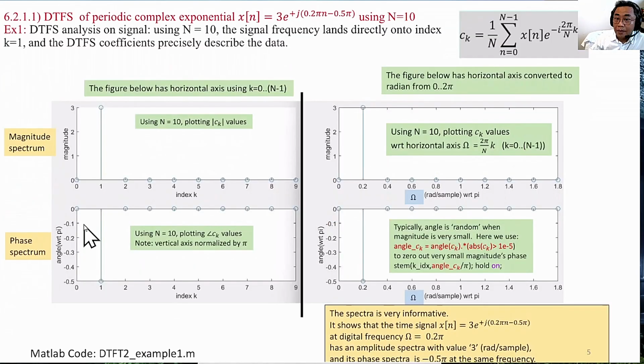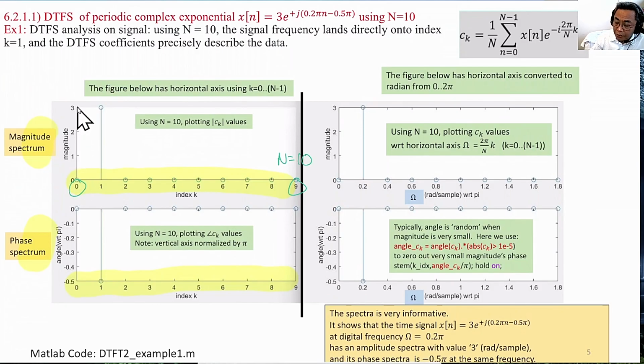Okay, so let's figure it out. What I'm going to show you is that we compute this using N equals 10, generate the c_k, and out comes the result of the magnitude and the phase spectrum. So this is the magnitude spectrum here, and this is the phase spectrum here. And remember that for DTFS, along the horizontal axis is k, where k goes from 0 to N minus 1, where N equals 10, so it goes from 0 to 9. And then this is the phase plot. Again, we have the horizontal axis 0 to N minus 1.